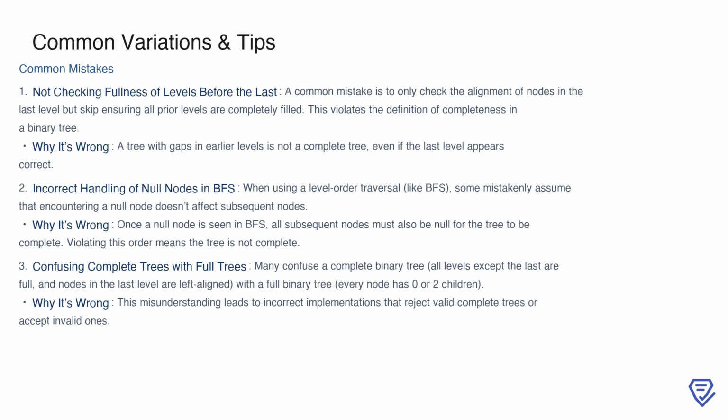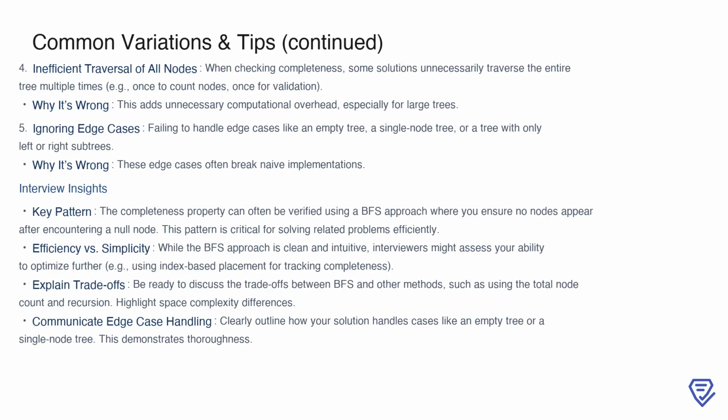Finally, there's a frequent misunderstanding between complete and full binary trees. A complete binary tree allows for nodes in the last level to be left aligned, while a full binary tree strictly requires every node to have either 0 or 2 children. Confusing the two can lead to rejecting valid complete trees or accepting invalid ones, so it's crucial to keep their definitions clear. Now, let's consider inefficiencies and edge cases.